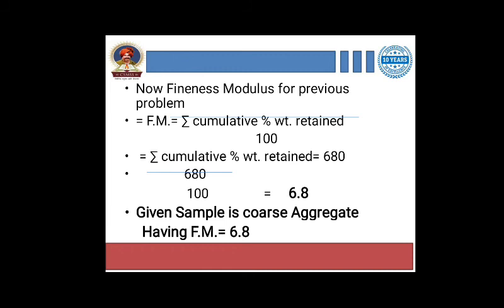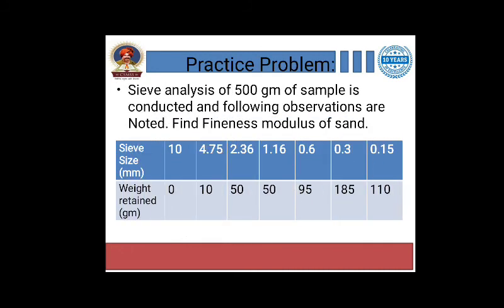Now everyone should be able to calculate the fineness modulus, right? So this is a practice problem for you. Sieve analysis of 500 gram of sample is conducted and the following observations are noted. Find the fineness modulus of sand. In the first row it is given with sizes of sieve, and in the second row it is given with weight retained on that sieve, right? If anybody is having any problem in this lecture, please do ask in the comment section.